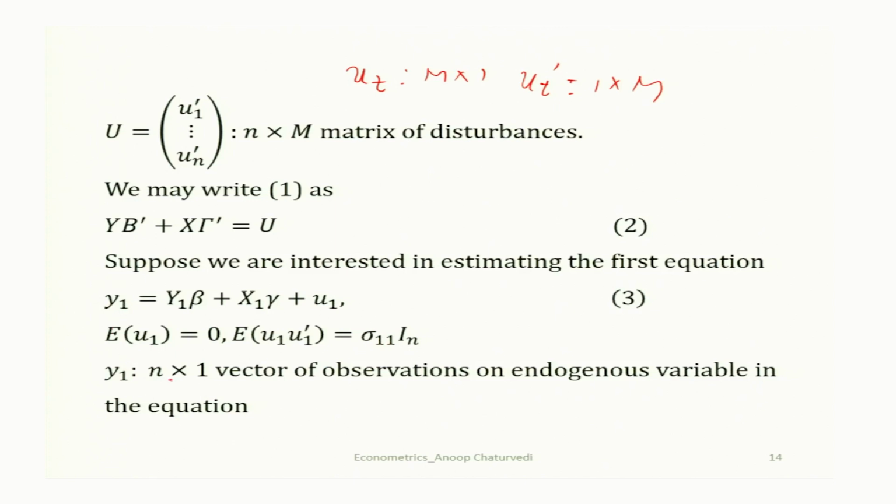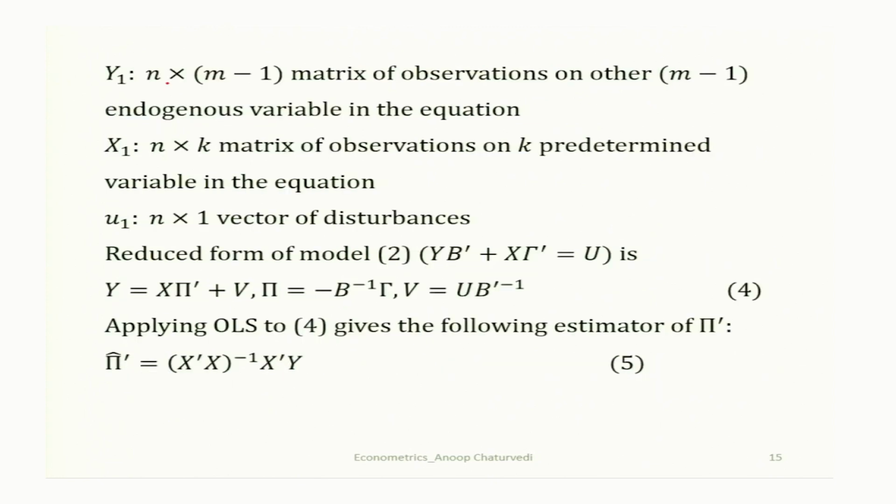Here y 1 is of order n cross 1. So, this is the vector of observations on the endogenous variable in the equation. Then capital Y 1 is of order n cross m minus 1. So, this is the matrix of observations on other m minus 1 endogenous variables in the equation. So, apart from y 1 you have these small m minus 1 more endogenous variables in the first equation.